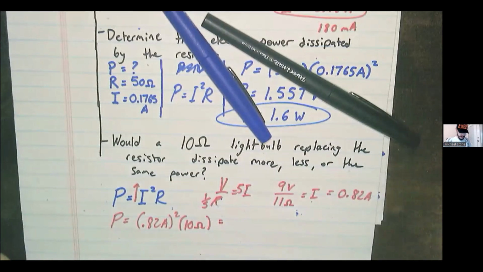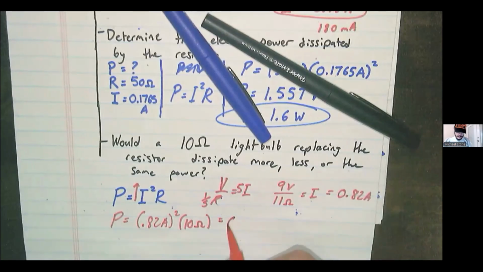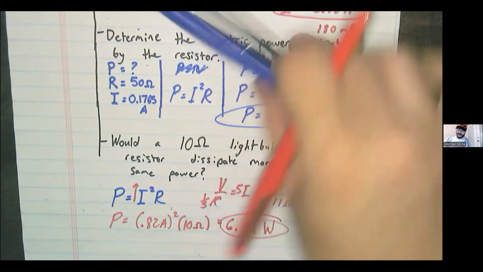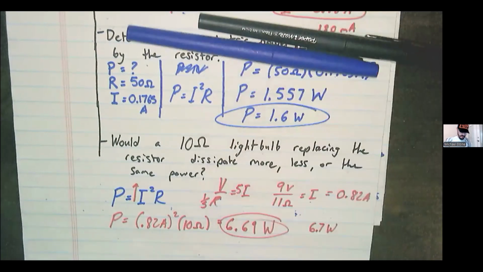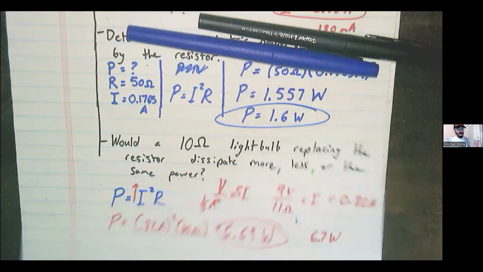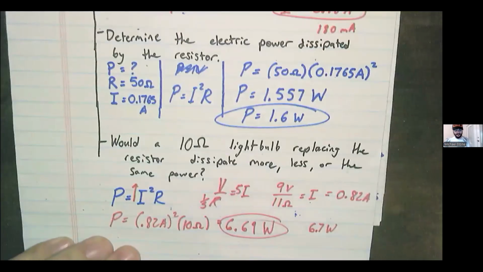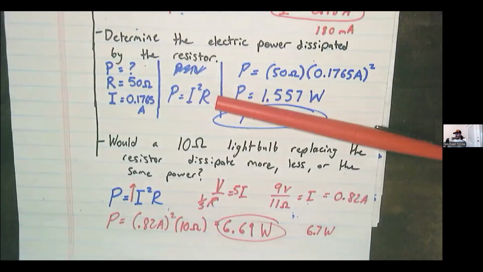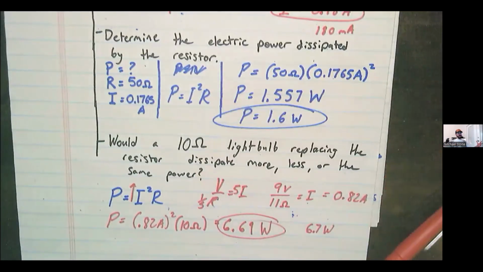Squared times 10. And we get 6.69. Nice. So 6.7 watts, 1.6 times 5. And with some rounding slop, we're pretty close. All right. Well, that is some practice for these.